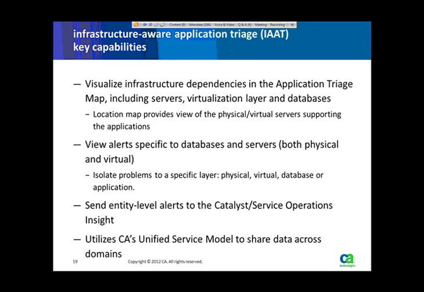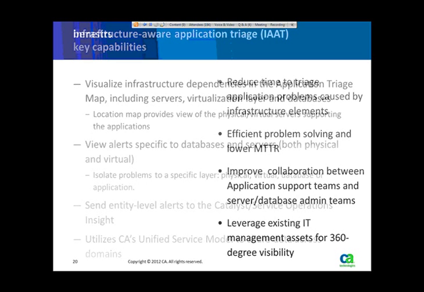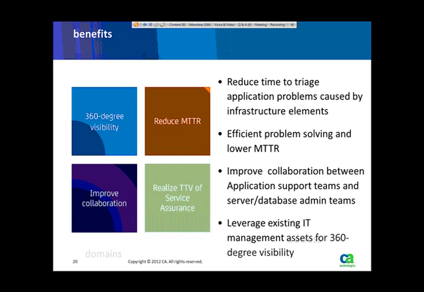As I mentioned, we use the CA unified service model to share data across domains. Just to recap, infrastructure application triage reduces the time to triage application problems which are caused by infrastructure elements. It improves collaboration, increases efficiency and mean time to repair. And most importantly, you can leverage your investments in your IT management. Using your existing monitoring tools, we provide 360-degree visibility.